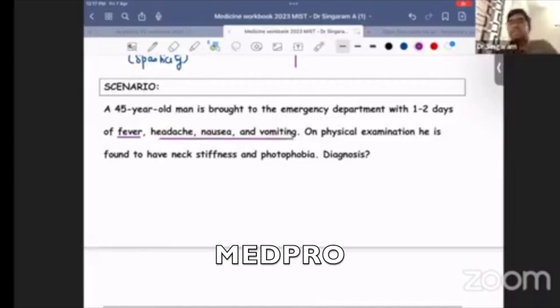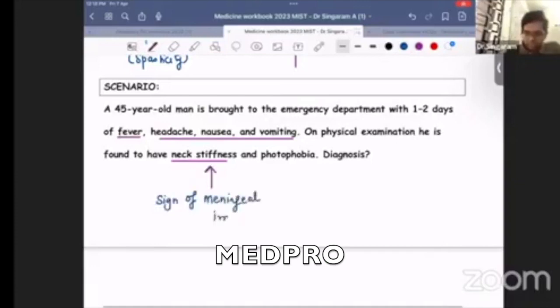But look at the next line of the question. On physical examination, he is found to have neck stiffness, something which is very characteristic. Photophobia means fear of light, which can be seen in many conditions. But neck stiffness is a very important clue. What is that? Neck stiffness is one of the signs of meningeal irritation, correct?